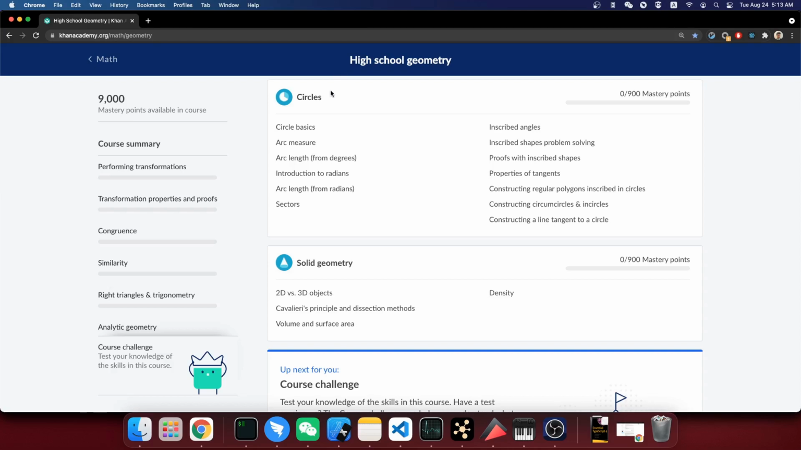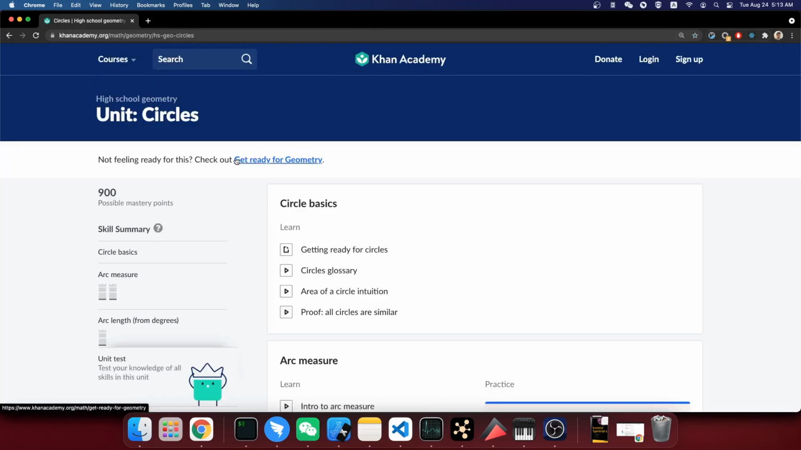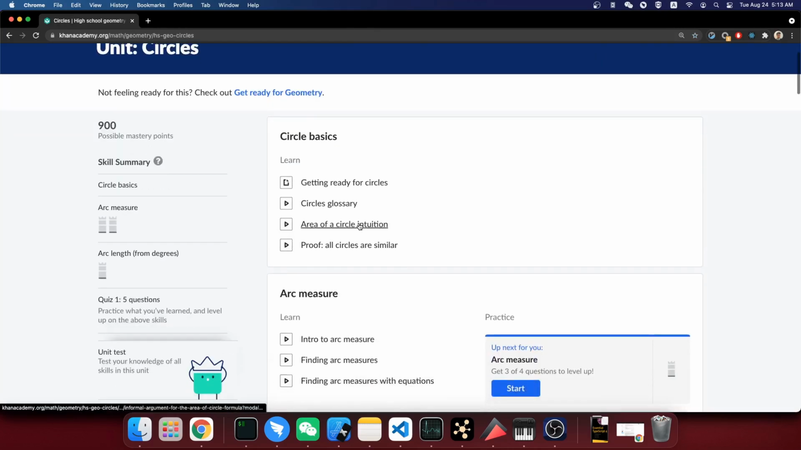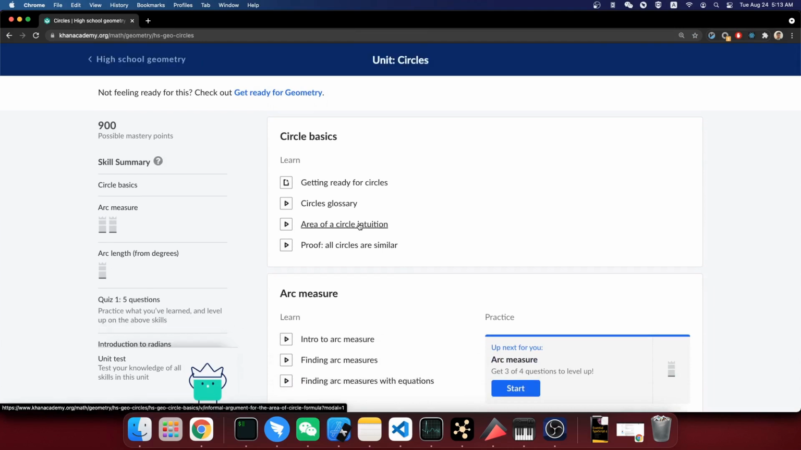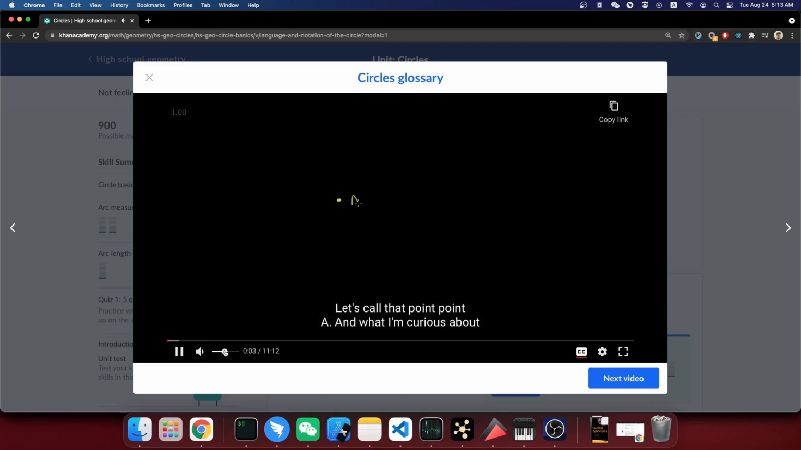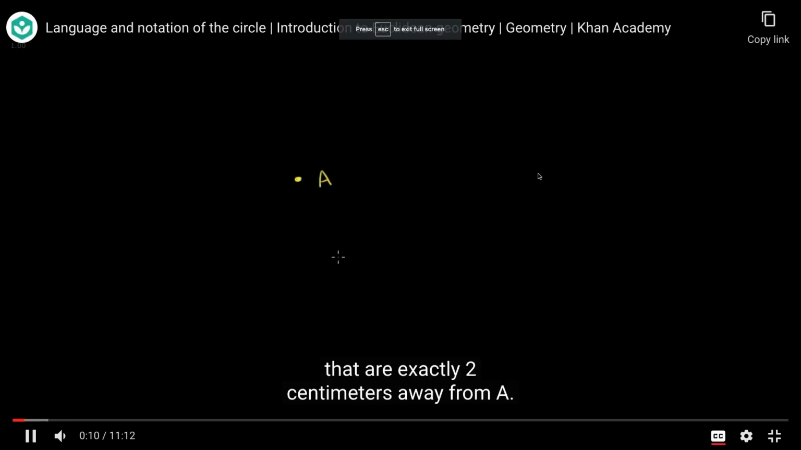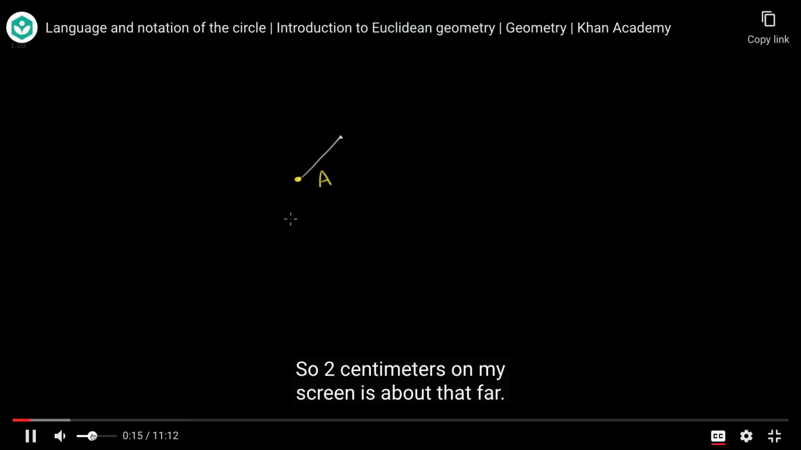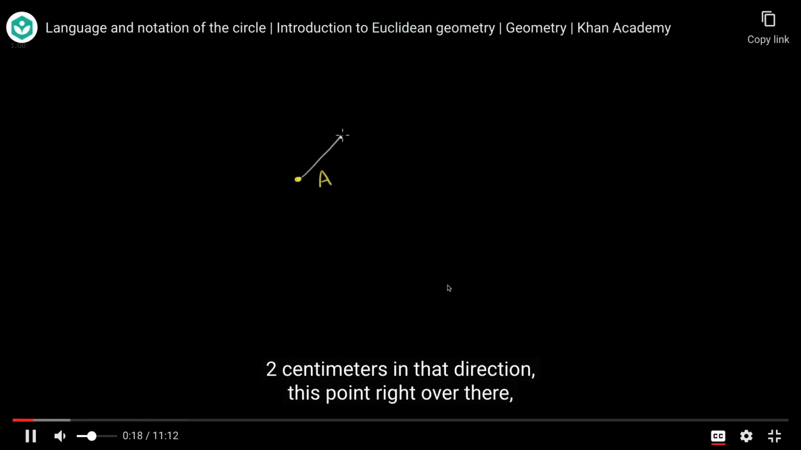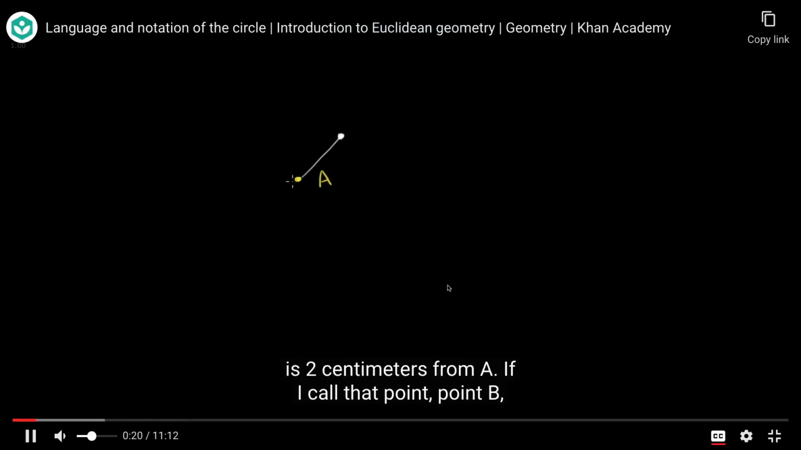So let's get started. Today what we are going to learn is called circles, but I guess a large part of you guys already know the idea of a circle. But let's get into it again. Let's start with a point, and call that point A. What I'm curious about is all of the points on my screen that are exactly 2 centimeters away from A. So 2 centimeters on my screen is about that far. If I start at A and go 2 centimeters in that direction, this point right over there is 2 centimeters from A.